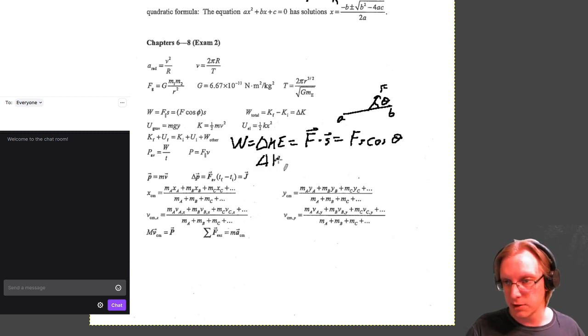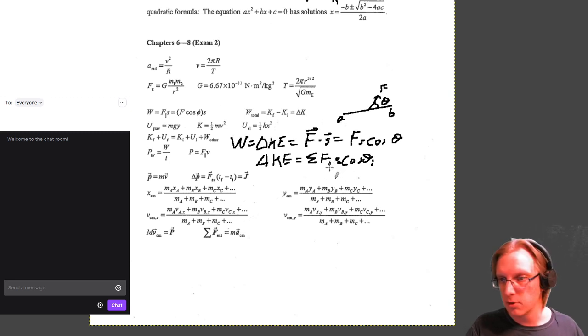So what actually turns out to be more often the case is that work is equal to our change in kinetic energy is equal to the sum of forces dot product times the displacement, cosine theta. And there's only one s because it's the same object that's making the motion. But there may be more than one force being applied to the object in question, and so you may have to do a sum of work done by individual forces.